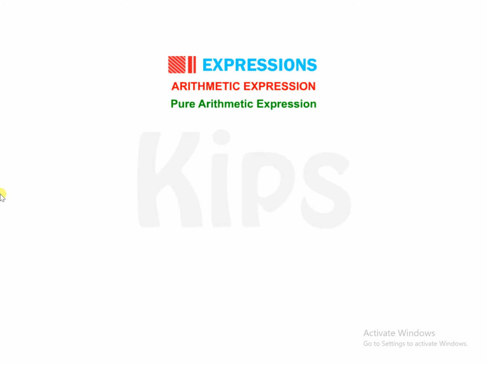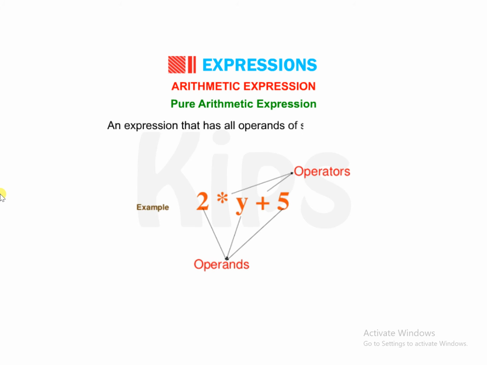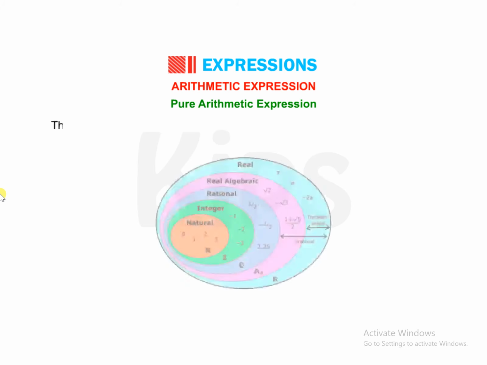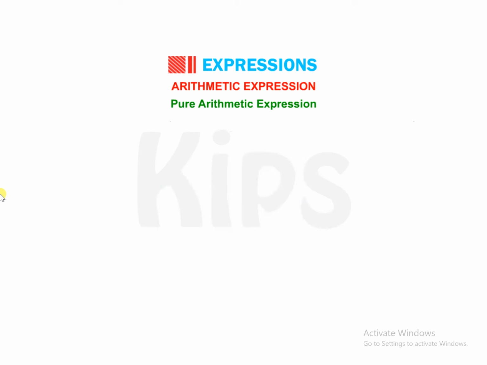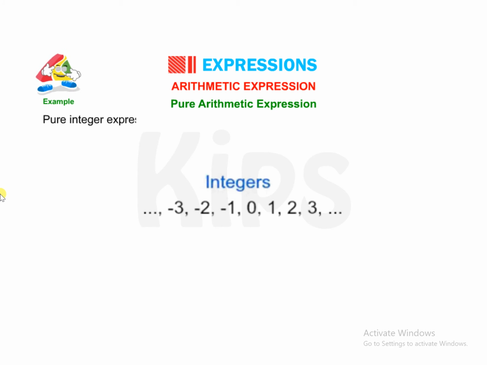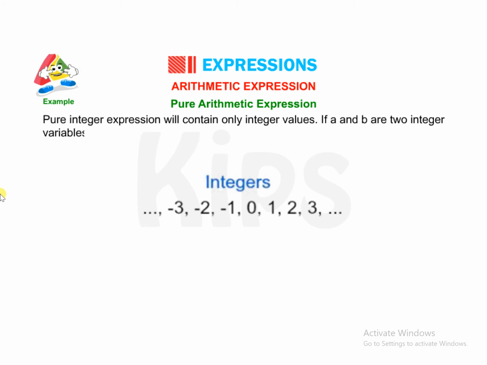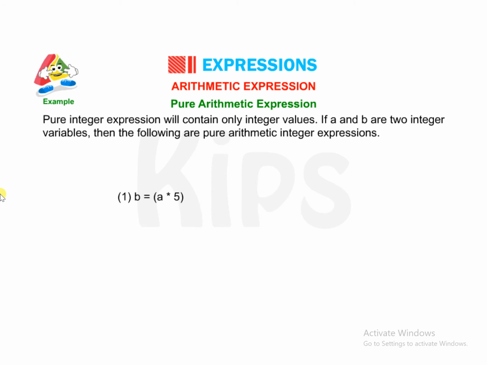Pure arithmetic expressions: an expression that has all operands of the same data types. These expressions can be pure integer expressions or pure real expressions. Example: a pure integer expression will contain only integer values. If a and b are two integer variables, then the following are pure arithmetic integer expressions. Number 1, b = (a * 5). Number 2, a = a * b. Number 3, b - (a * 2).